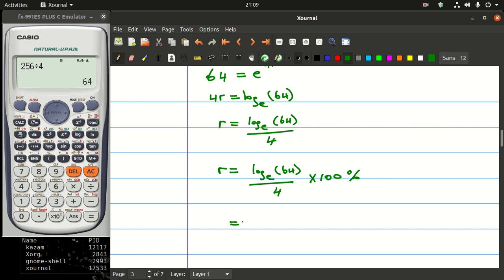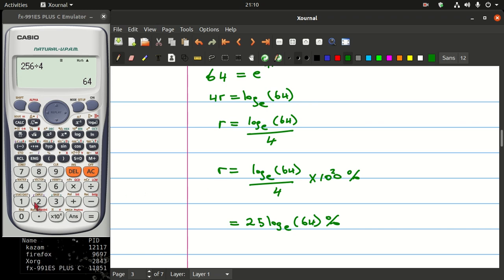So our r is approximately equal to... if you don't have a calculator, you can just say how many 4s do we have in 1? We don't have any. How many 4s do we have in 10? We have 2 of them, 4, 8, and then we have a remainder of 2. And how many 4s do we have in 20? We have 5 of them, and then you just say we have 25 log e 64%. So this is r in percentage.